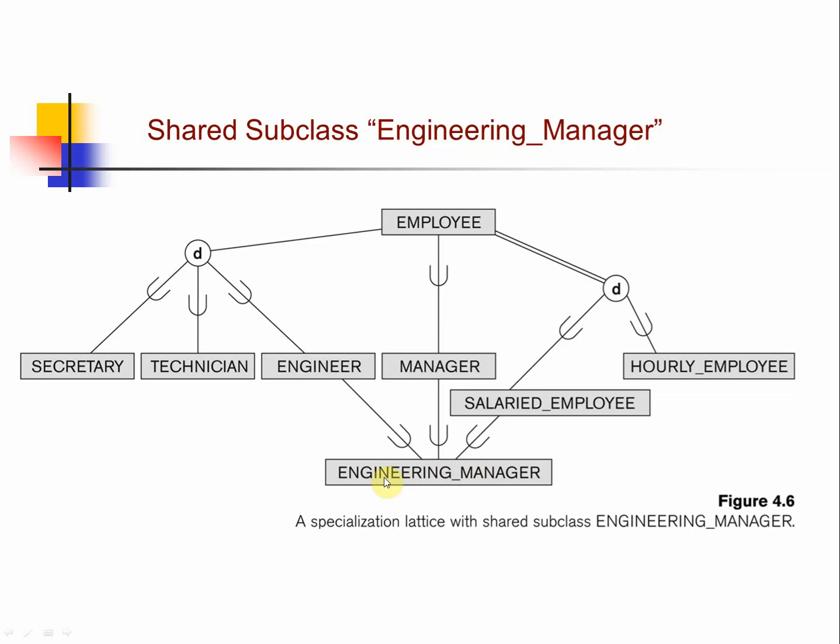If I'm asking what are the attributes describing the engineer manager, it will be all the attributes coming from the employee, plus the local attributes of the engineer, plus the local attributes of the manager, plus the local attributes of the salaried employee, plus the local attributes of engineer manager. And this is a good example to show you what a hierarchy is versus what a lattice is.